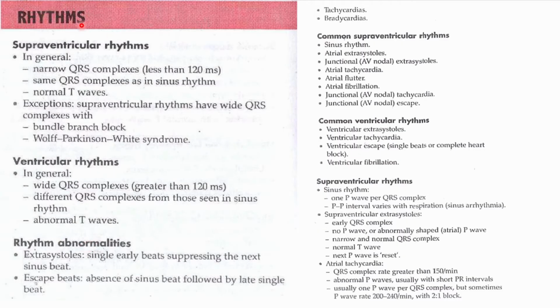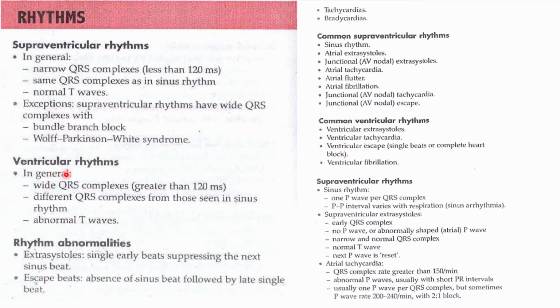Then we looked at some rhythms. We may have a supraventricular rhythm. So in general, these have a narrow QRS complex, which is less than 120. They have the same QRS complex as in sinus rhythm because the impulse is being conducted normally in the ventricle, and therefore they'll also have a normal T wave. The only exception is a supraventricular rhythm that has a very wide QRS complex, like for example in a bundle branch block or Wolff-Parkinson-White syndrome.